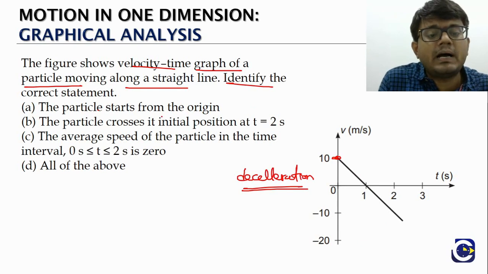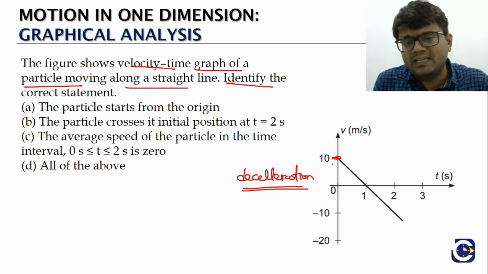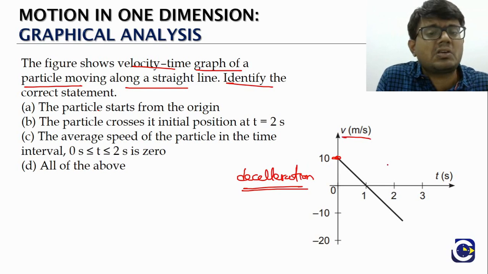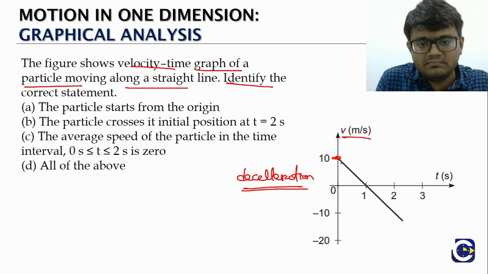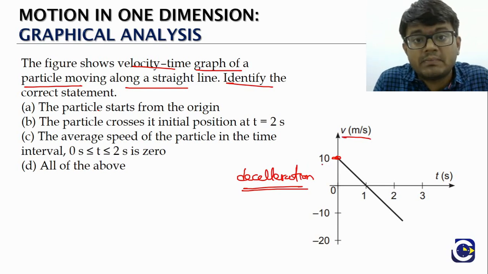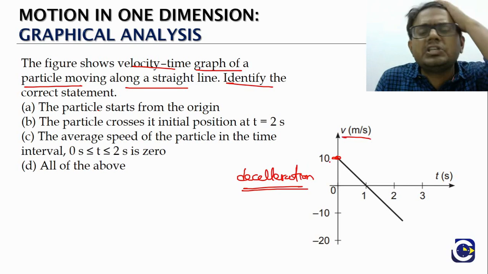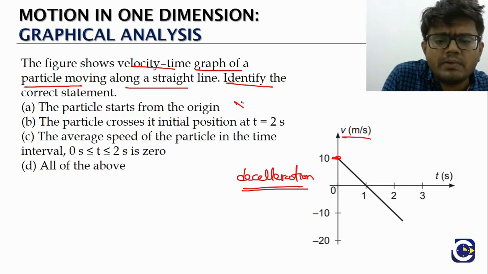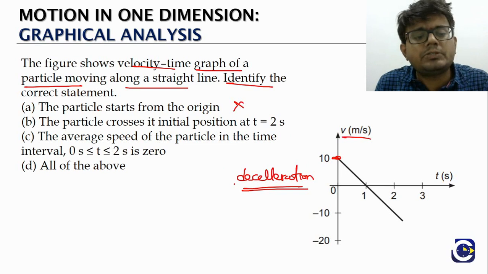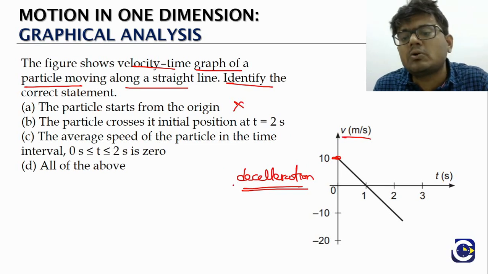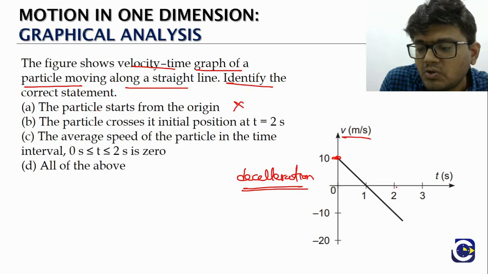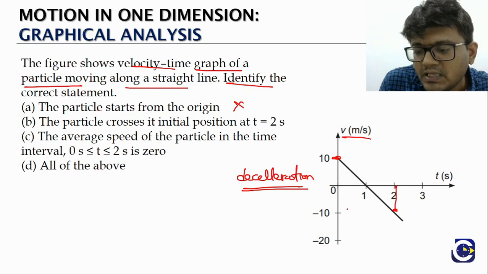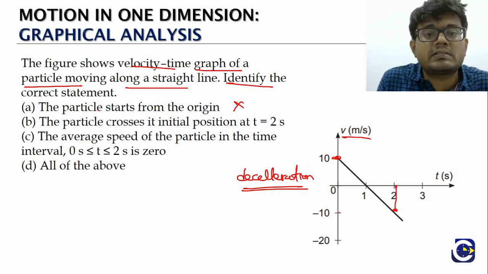Option A is, the particle starts from origin. See, when the velocity time graph is given, we cannot say where it is starting. By looking at the velocity time graph, we cannot say what the starting position of the particle is. So obviously we will not be able to comment. Option B is, the particle crosses the initial position at t equal to 2 seconds. See, where is t equal to 2? It is here.